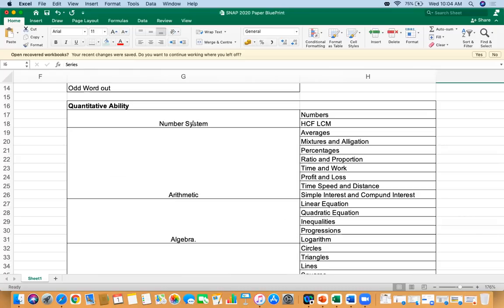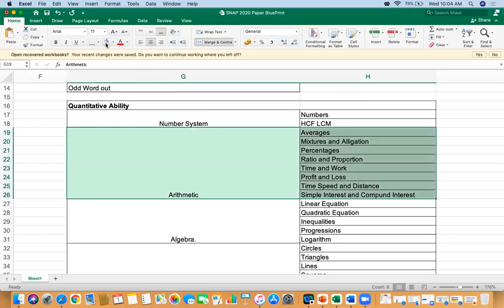So what are the topics under each module? Number system has your numbers and HCF and LCM. Arithmetic has your averages, mixtures and allegations, percentages, ratios, time and work, time, speed, distance, profit and loss, simple and compound interest. All of these. This is the most important module for us.